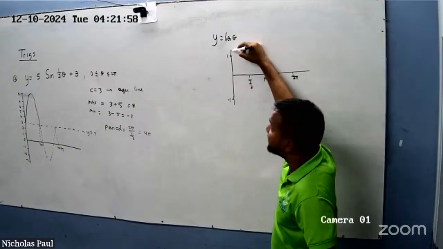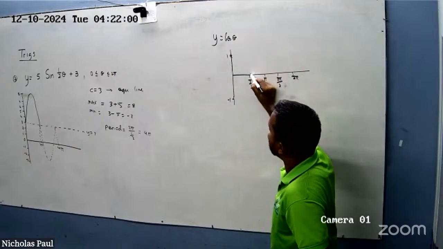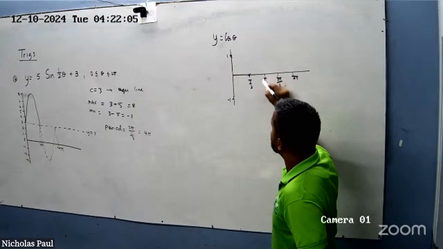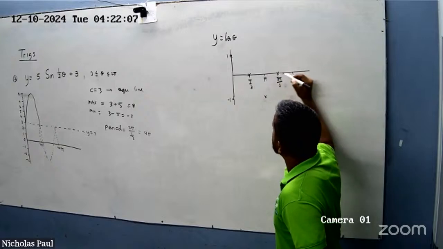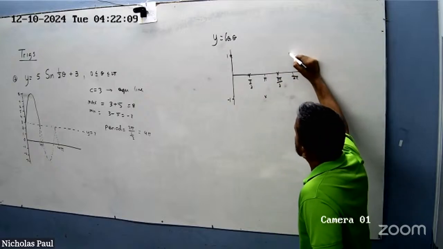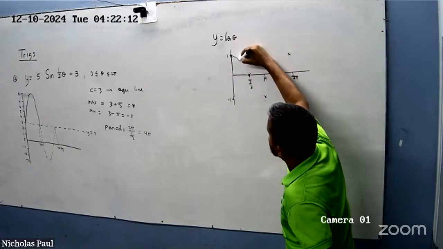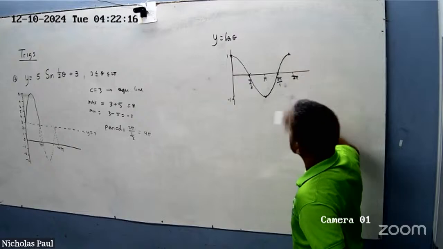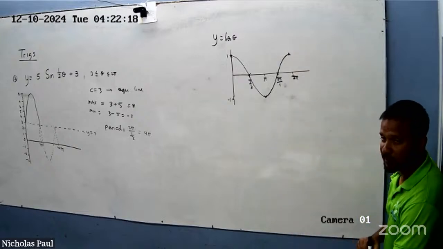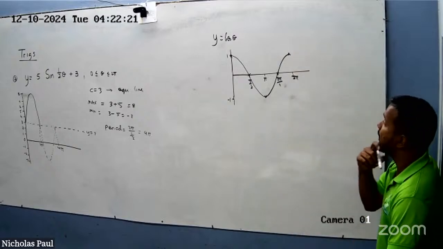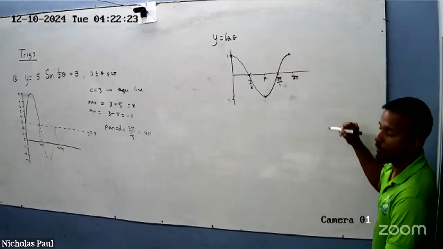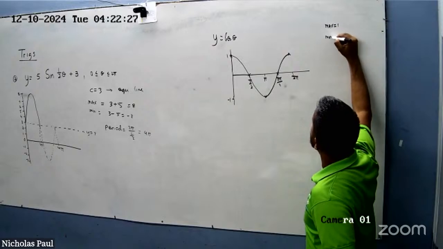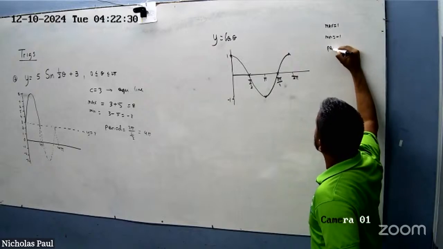Cos 0 is 1. Cos pi on 2 is 0. Cos pi is minus 1. Cos 3 pi on 2 is 0. Cos 2 pi is 1. So your graph looks something like this. That is your cos graph. Max, min, same period. Same maximum value, same minimum value, same period.